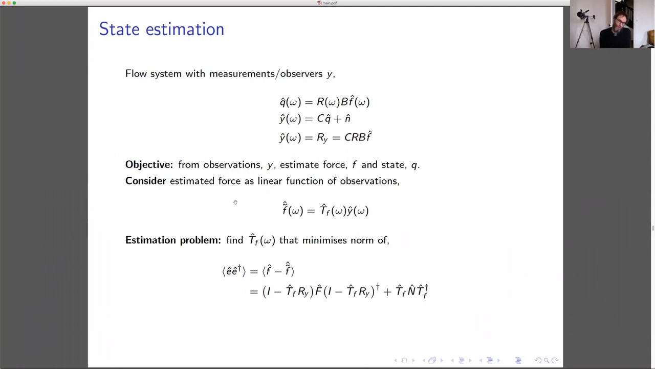To kick this off, let's talk about an estimate of the force, where the tilde here refers to estimate, as a linear combination of the measurements or observations. And so we're interested in this transfer function TF that would map from your measurements to the force. And so the estimation problem that arises from that is, well, find the TF that would minimize the norm of this error covariance matrix, in which you have the resolvent operator. This capital F here is the cross-spectral density of the forcing. So the statistics of the forcing are in here. And you have the transfer function TF. N, I didn't say, but this corresponds to the cross-spectral density of the measurement noise.